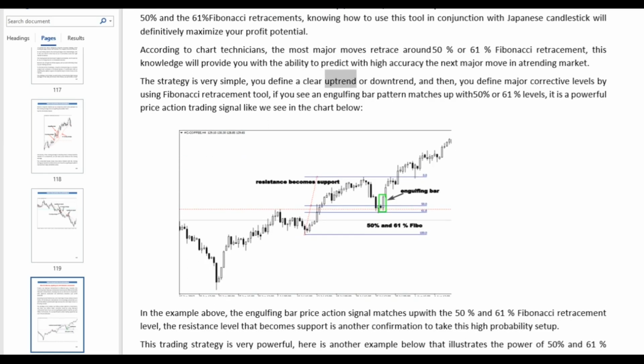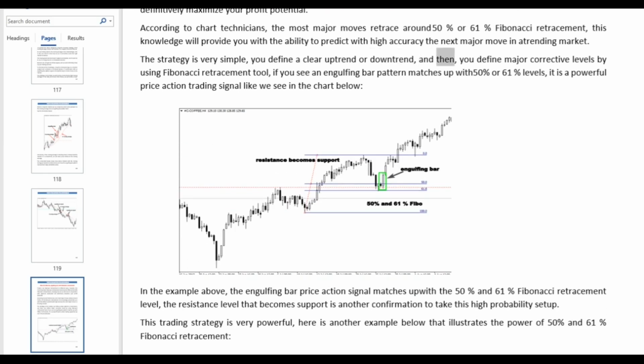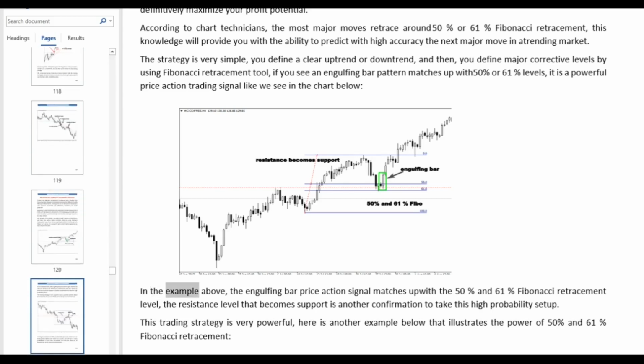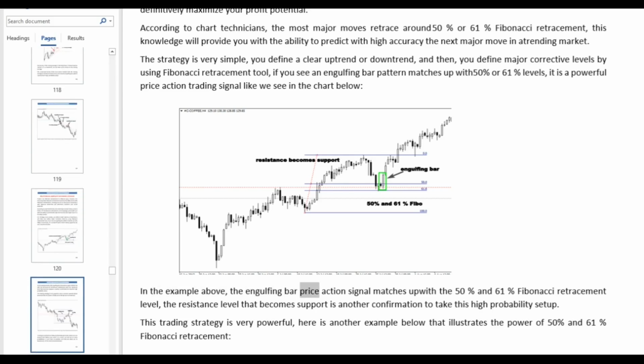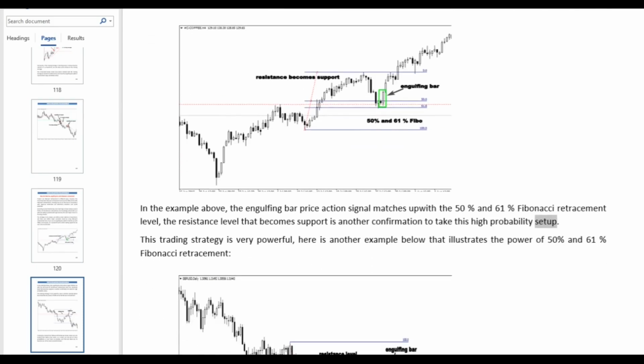You define a clear uptrend or downtrend, and then you define major corrective levels by using the Fibonacci retracement tool. If you see an engulfing bar pattern match up with the 50% or 61% levels, it is a powerful price action trading signal, like we see in the chart below. In the example above, the engulfing bar price action signal matches up with the 50% and 61% Fibonacci retracement level. The resistance level that becomes support is another confirmation to take this high probability setup.